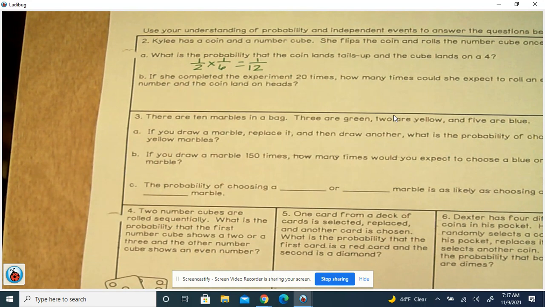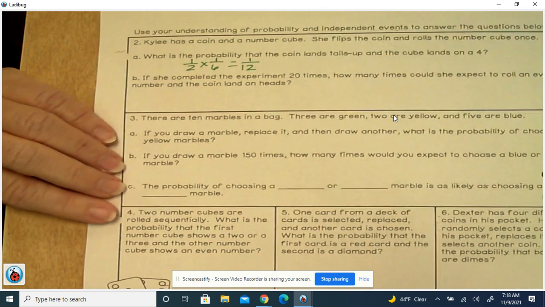If she completed the experiment 20 times, how many times could she expect to roll an even number and the coin land on heads? So that would be 3/6 and 1/2 times 1/2.